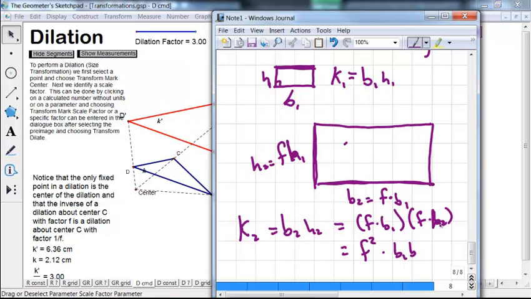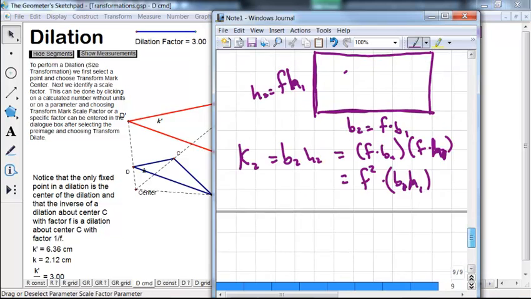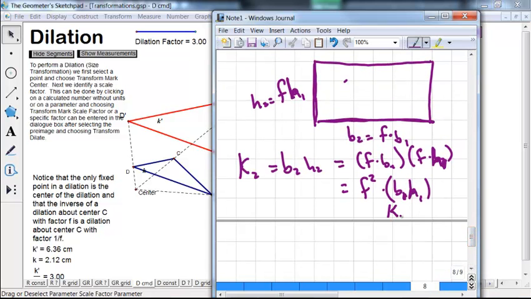Let's see, this is a height. Base 1, height 1. Let me say that the right way. Factor times base 1 is base 2. Factor times height 1 is height 2. And so this is factor times base 1 times height 1, but base 1 times height 1 is area 1. So area 2 is f squared times the area 1.